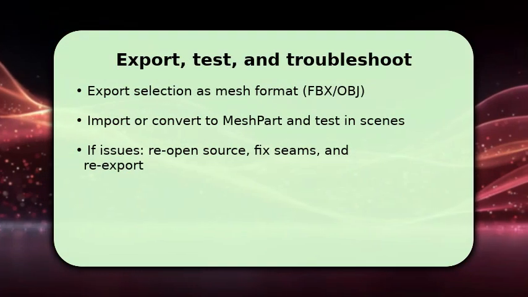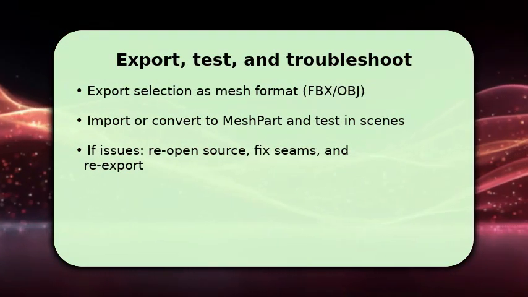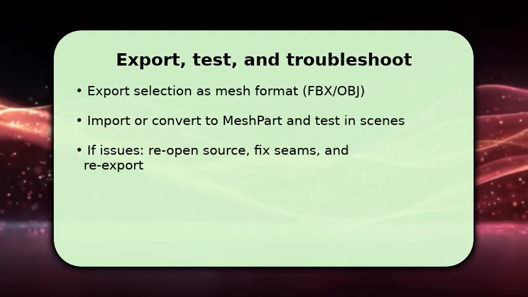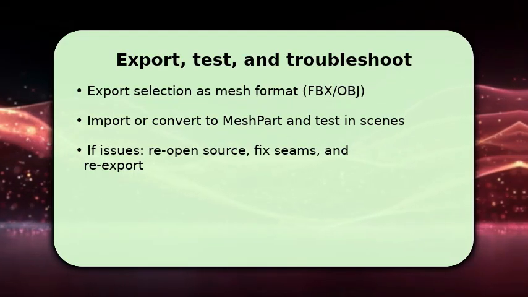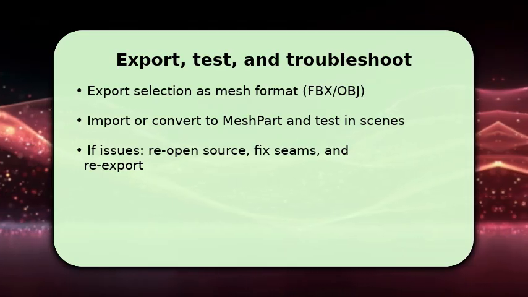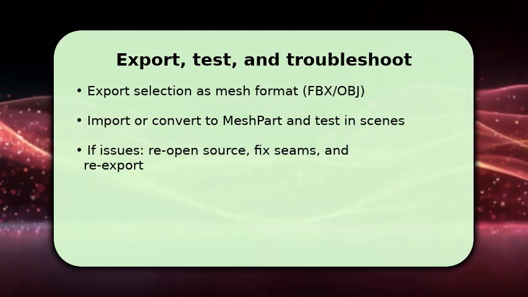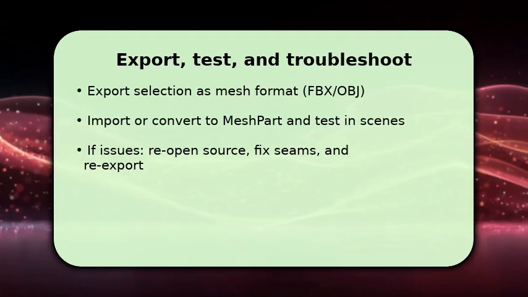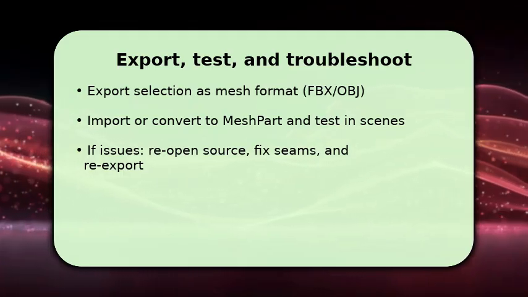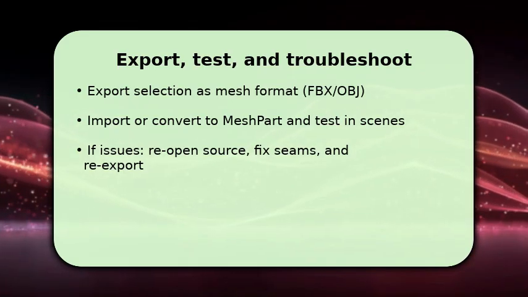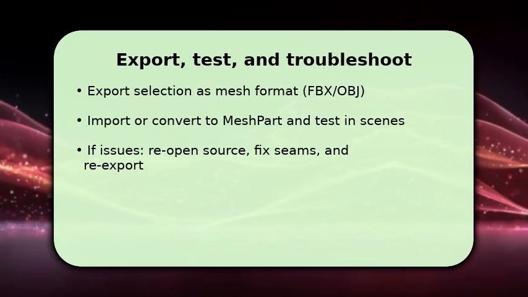To finish, select the final union and use export selection to save an FBX or OBJ. This preserves the combined geometry. Then import or convert that file into a mesh part and place it into a test scene to verify scale, pivot, and collision. If you see black faces, holes, or weird shading, go back to your source model.